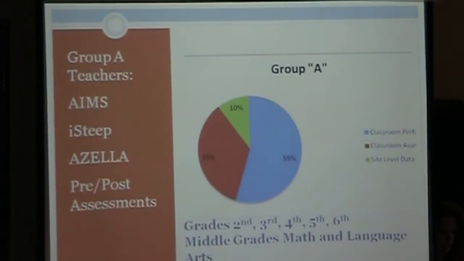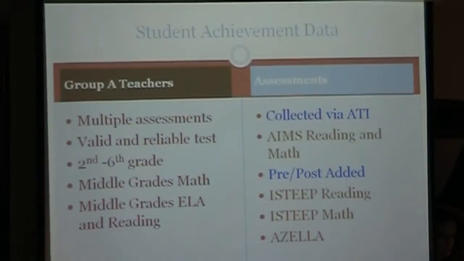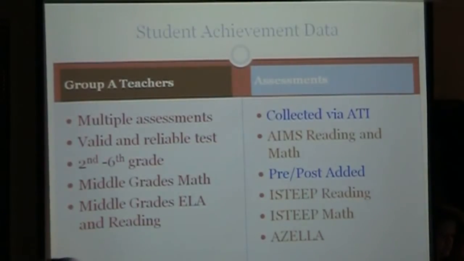So here you can see a visual representation of our Group A teachers and what assessments are available to them. That's grades 2 through 6, and our middle grades, math and language arts, that includes our reading. And so some of the changes from our pilot is we used to collect the data via the SharePoint system, and found that ATI really offers much more timely data, plus many pre-post assessments are available there for our teachers. And we dropped the benchmark assessments because that was creating a lot of confusion.